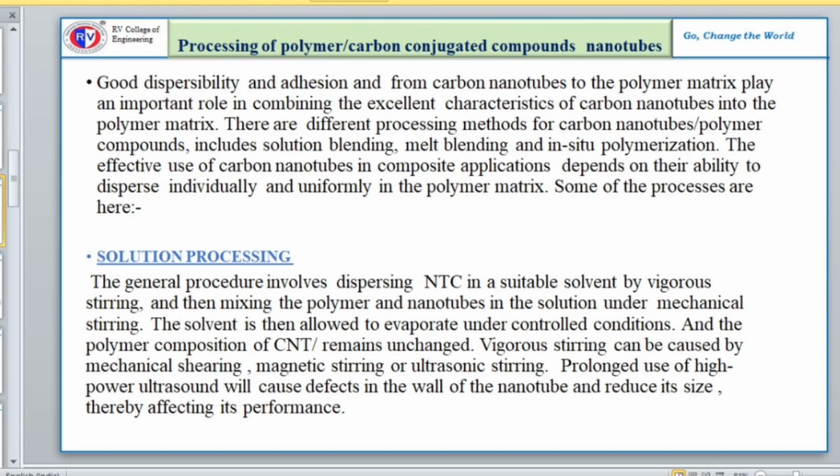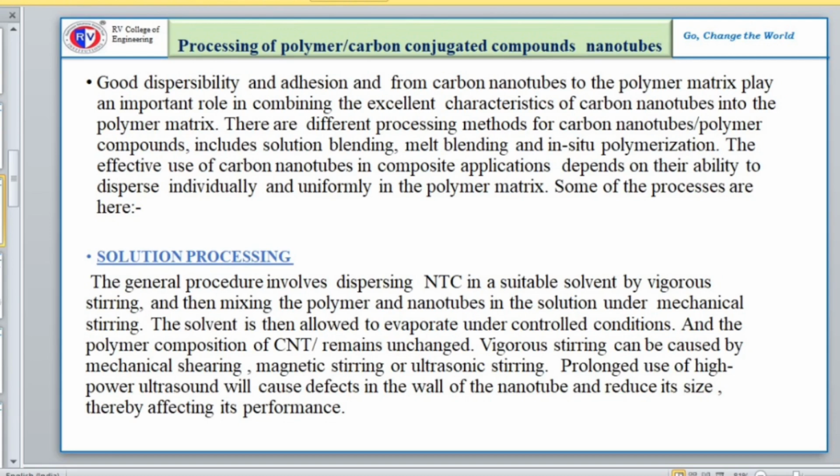So let us look into solution processing. The general procedure involves dispersing CNTs in a suitable solvent by vigorous stirring, and then mixing the polymer and the nanotubes in the solution under mechanical stirring. So we need to basically stir the compound. The solvent is then allowed to evaporate under controlled conditions, and we mentioned the precautions that we need to take while performing this process. Then we'll move on to the next process.